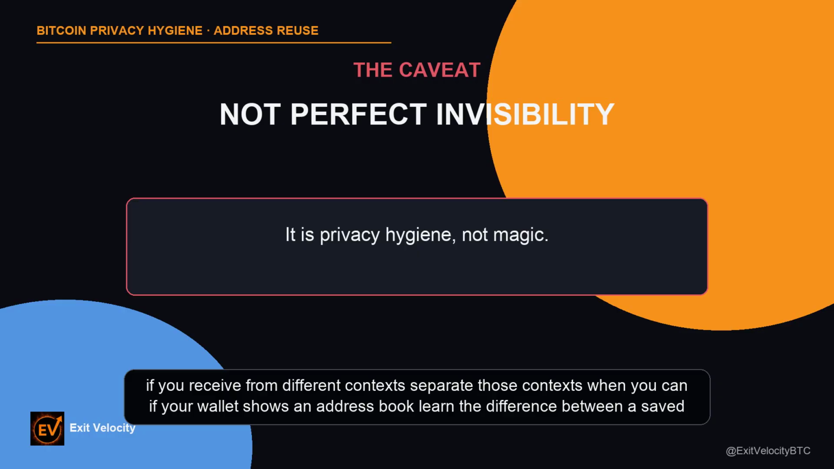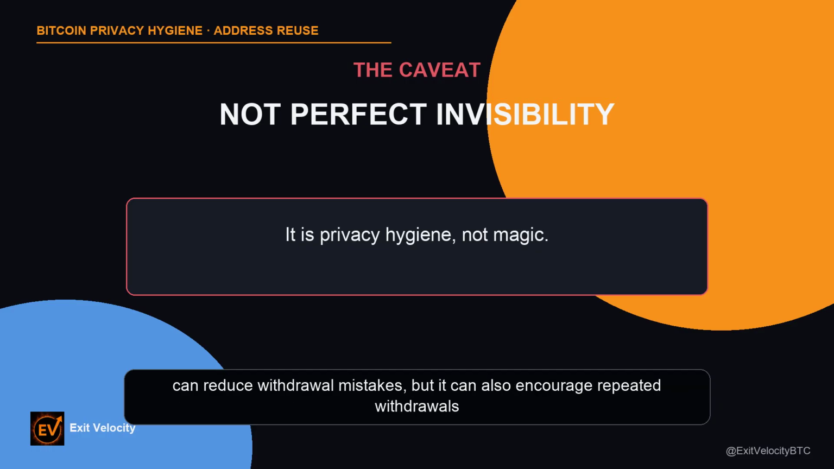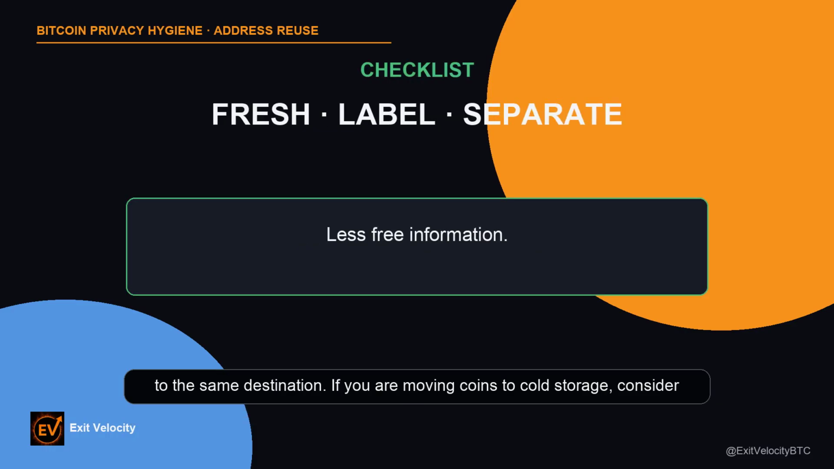Here is the practical version. If someone is paying you in Bitcoin, give them a fresh address. If an exchange lets you withdraw to a saved address, be careful with convenience. A saved address can be useful, but it can also train you into reuse. If you publish a donation address, understand that it is public by design. If you receive from different contexts, separate those contexts when you can.